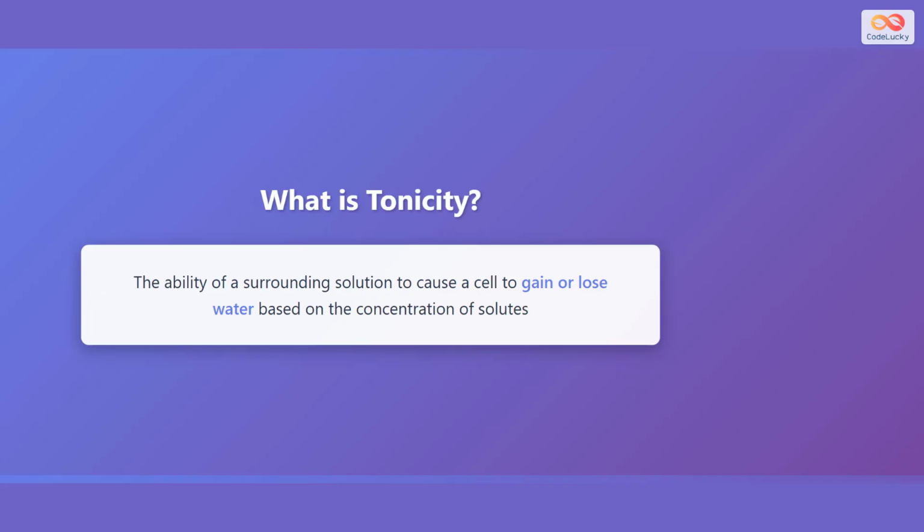Tonicity refers to the ability of a surrounding solution to cause a cell to gain or lose water. This happens based on the concentration of solutes, which are dissolved substances, in the solution compared to inside the cell. The difference in solute concentration determines which direction water will move, and this movement occurs through a process called osmosis. Water always moves from areas of lower solute concentration to areas of higher solute concentration.